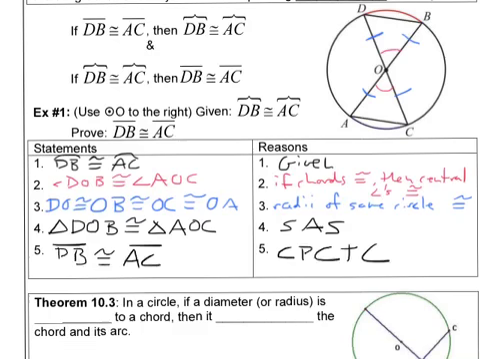What I want to point out is SAS and CPCTC, this is something we learned in Chapter 4. We're in Chapter 10, and we're still using stuff from Chapter 4, so we can't just ignore it. It's important stuff. We're going to keep using it. Okay.